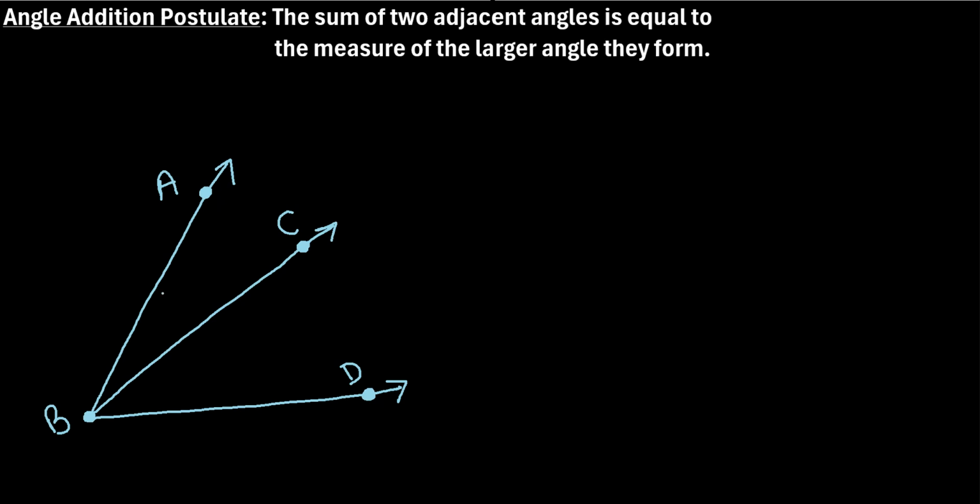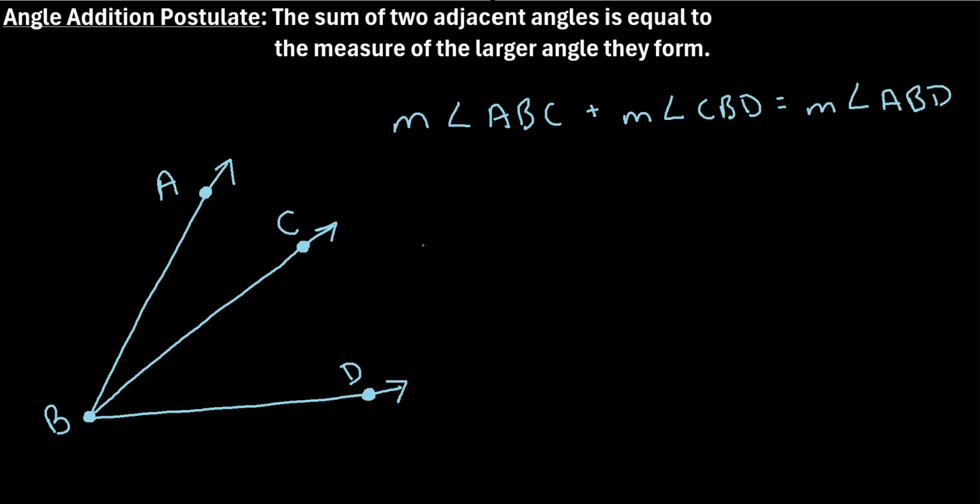So if we see angle ABC right here, what this says is the measure of angle ABC plus the measure of angle CBD, so the measure of angle CBD. If we add those two measures together, it must be equal to the measure of the larger angle ABD. And that should make sense if we look at our diagram.